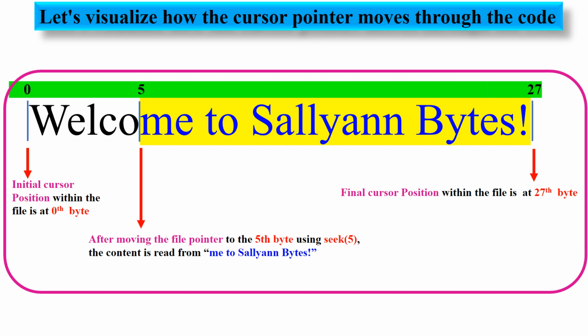Now, let's visualize how the cursor pointer moves through the code. Let's see how it works. You can see the initial cursor position within the file is at 0th byte. After moving the file pointer to the 5th byte using seek of 5, the content is read from me to Sally and Bytes. You can also see the final cursor position within the file is at 27th byte.